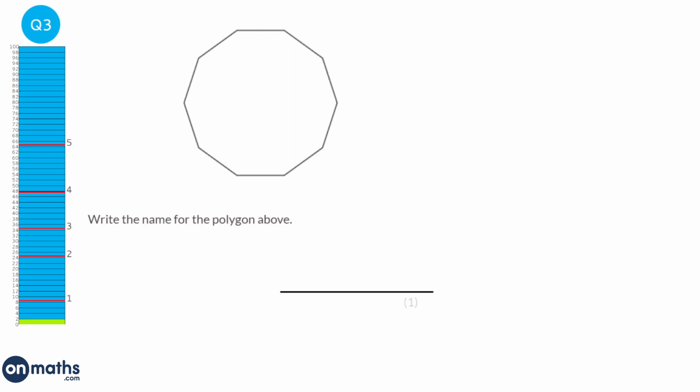With this question, we need to first of all count how many sides this polygon has. So it's 1, 2, 3, 4, 5, 6, 7, 8, 9, 10. So it's 10 sides. And we just need to know that a 10-sided shape is a decagon. Now we are expected to know all of the names of shapes between 3 and 10 sides, so if you don't know them already, just sit down and learn them.